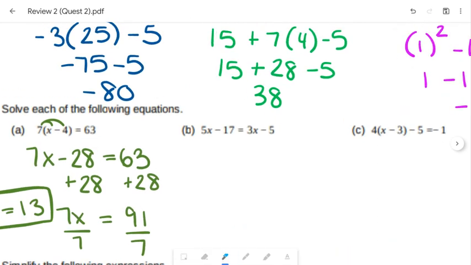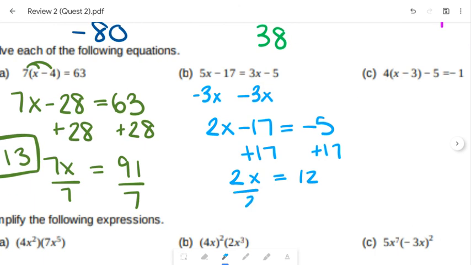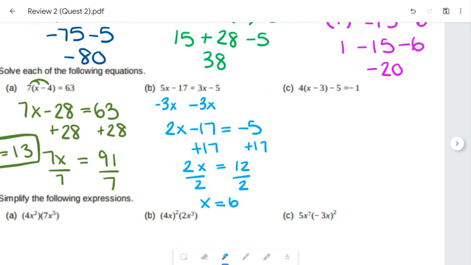Over here for B, we are going to get x on one side and the numbers on the other. So I'm going to subtract 3x from both sides. We get 2x subtract 17 equals a negative 5. We're going to then add 17 to both sides. So we're looking at 2x equals 12. Divide 2 from both sides. We get x equal to 6.